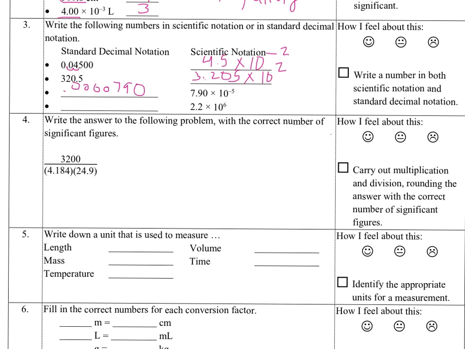2.2 times 10 to the 6, that's a big number, so I'm going to move my decimal to the right. 2, 2, and I'm going to add 5 zeros. 1, 2, 3, 4, 5. So that's 2,220,000.